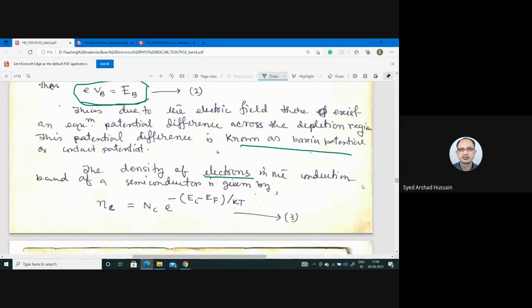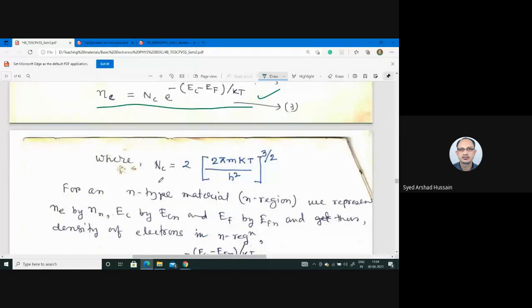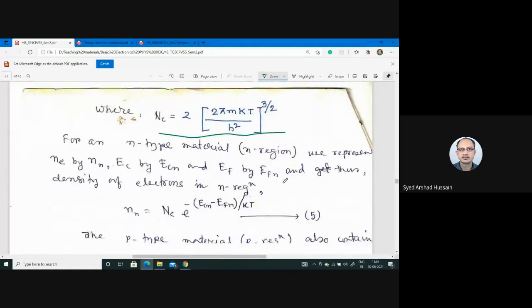Now, from our previous knowledge, we know that the density of electrons in the conduction band of a semiconductor is n equals NC e to the power minus (EC minus EF) by kT. These are the earlier expressions, I hope you are familiar, where NC is a constant.